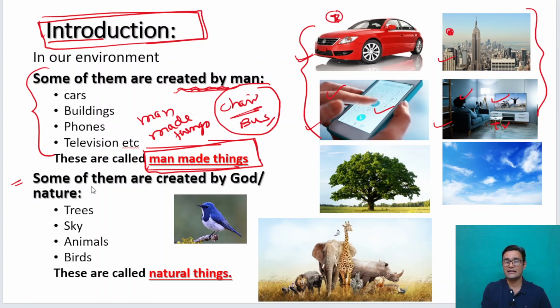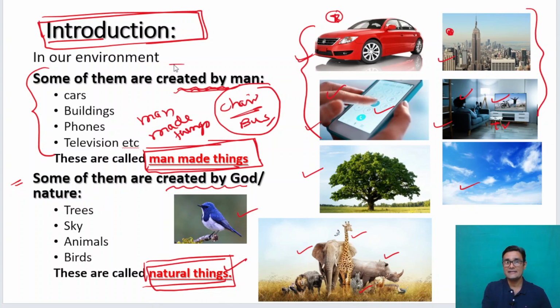But some other things, for example, a tree, a bird, animals like an elephant, a giraffe, a rhinoceros, a zebra, or the sky. Who do you think made them? They are not made by man. They are present in nature. They are created by God. Such things are called natural things.